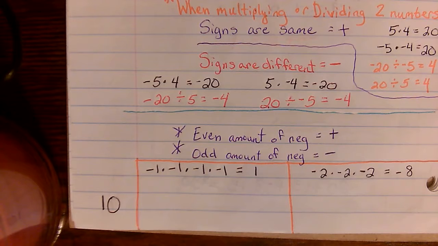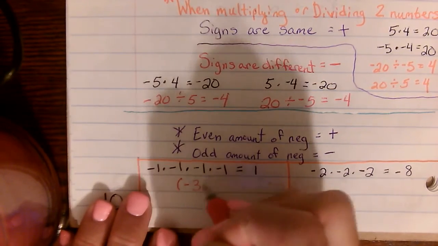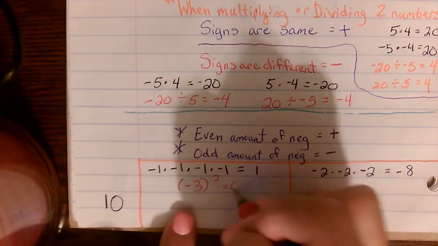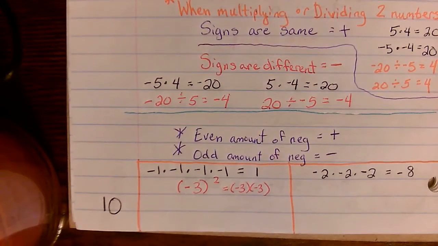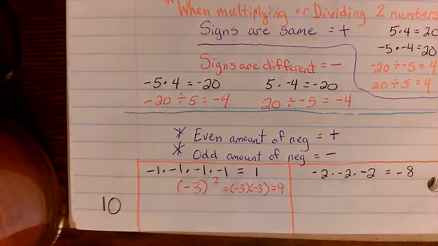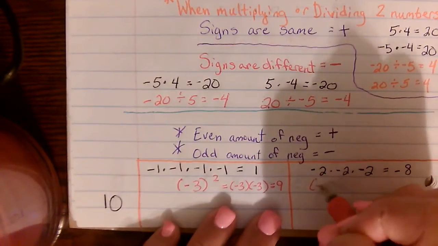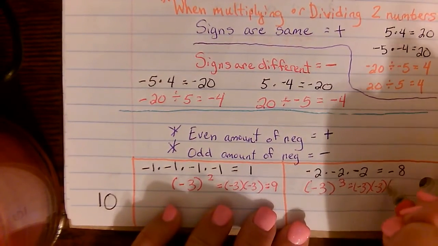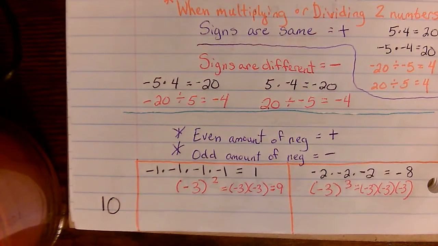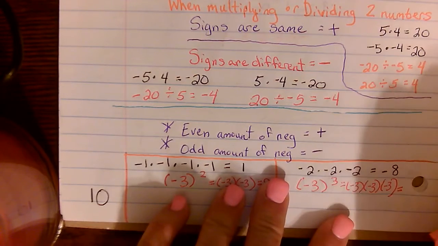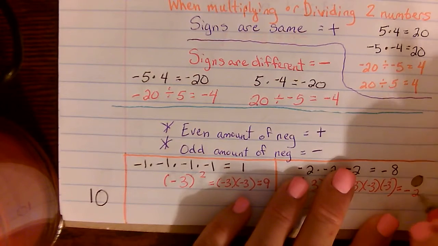Now keep in mind this works for multiplying and dividing, okay? But we're going to look at a couple more examples. What if I have in parentheses a -3 and on the outside squared? Well, this means -3 times -3. Well, that's an even amount of negatives, so the answer is positive. So it's a positive 9. Let's look at this though. What if I have in parentheses a -3 and it's cubed? Well, that means -3 times -3 times -3. Well, I have an odd amount of negatives, so the answer is negative, and 3 times 3 times 3 is 27. So that equals negative 27. Okay?